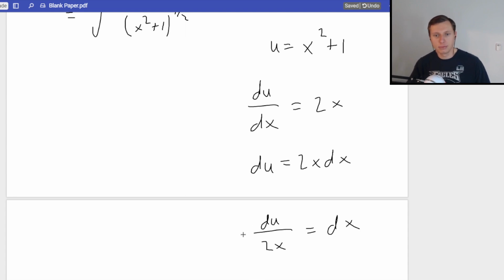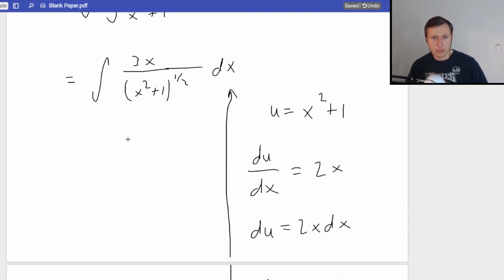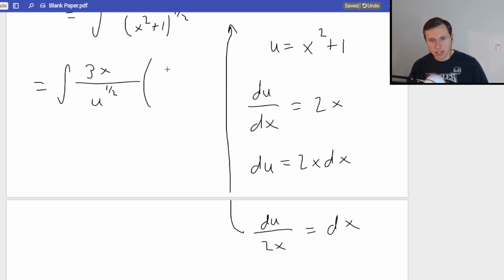And now I'm going to plug in for dx right there. And I'm also going to plug in for u in the denominator. So this is going to equal the integral of, the 3x does not get touched. We are not replacing that. X squared plus 1 in the denominator does get replaced with u, now to the 1/2 power. And then we said dx is equal to du divided by 2x.